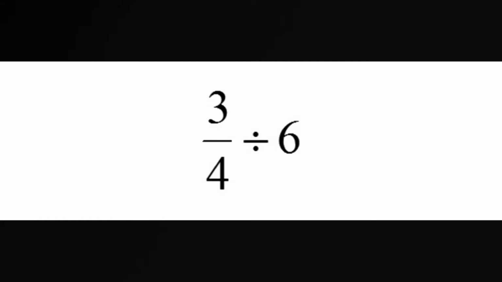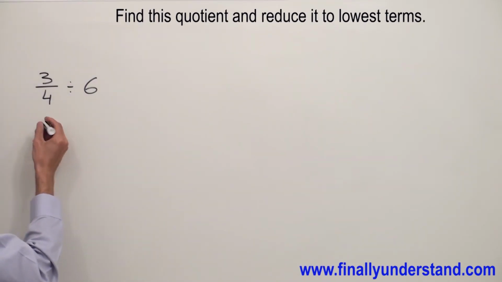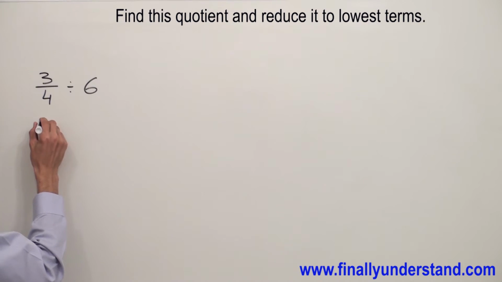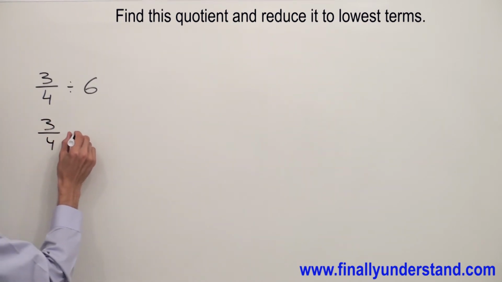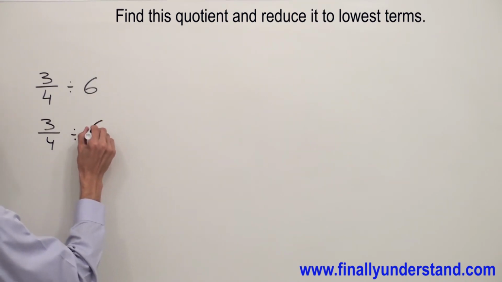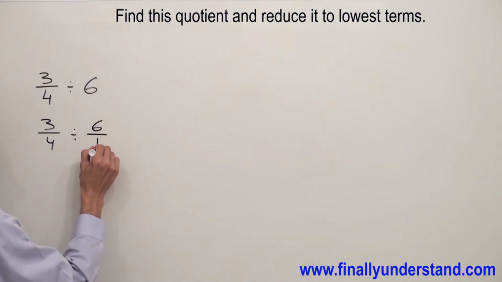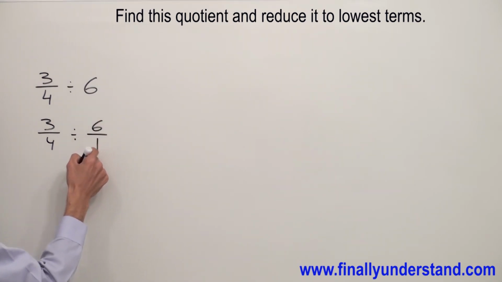Now we have to divide a fraction by a whole number. Okay, so 3/4 divided by 6. I have to copy the first fraction down, always. 3/4 divided by a whole number. I have to convert it to a fraction. I'm going to have 6/1. Anytime you want to convert a whole number to a fraction, write that number over 1.